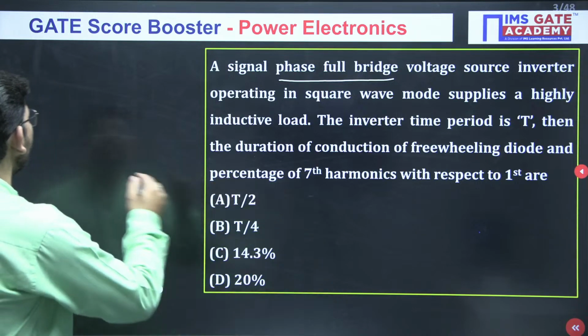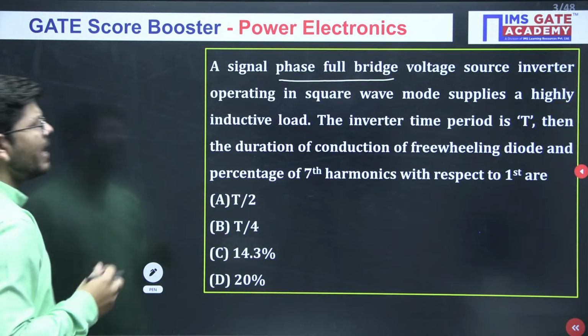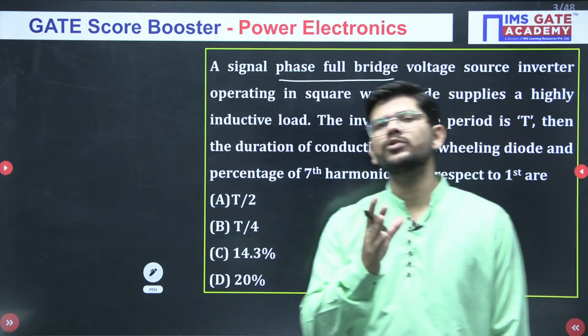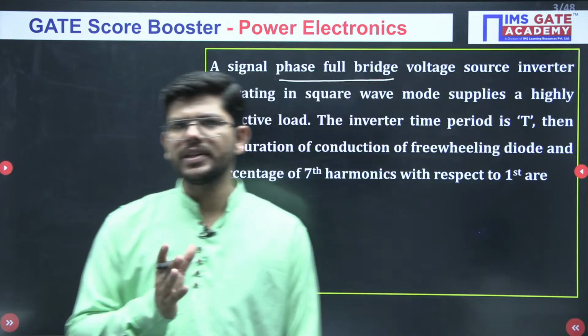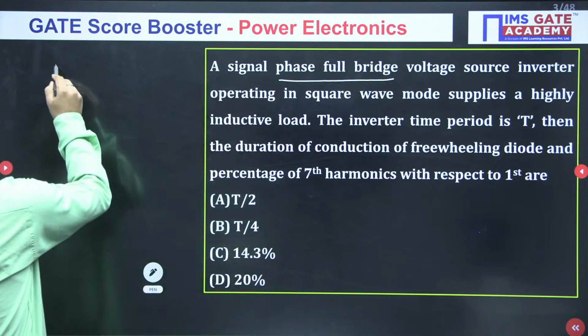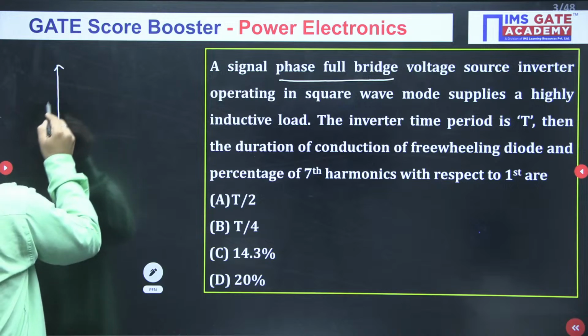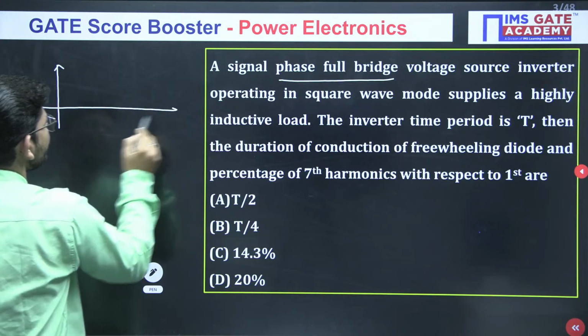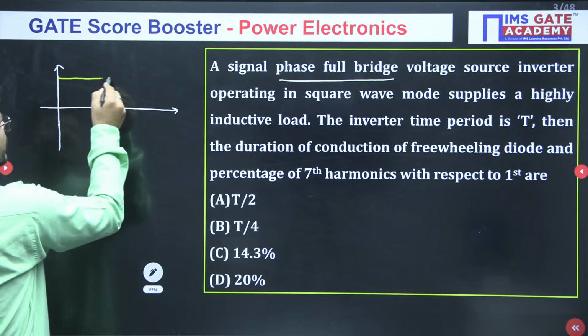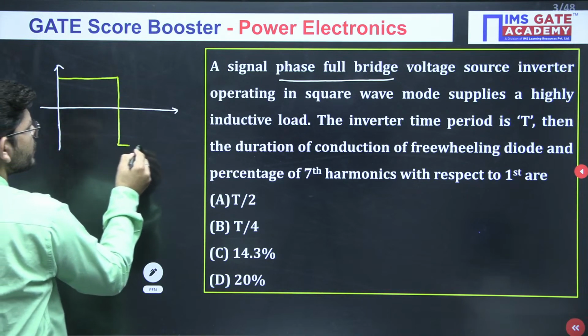Okay, so let's see how we will approach this problem. So we have a single phase full bridge voltage source inverter. Each switch will have an anti-parallel diode with it as well. Now it has been said that the inverter is operating in square wave mode. So the output voltage is a square wave like this. So this will be the output voltage.